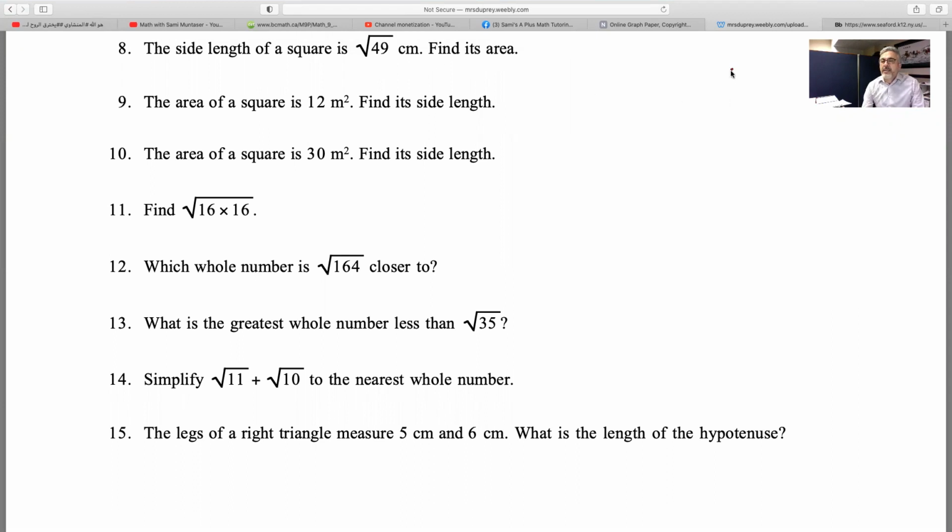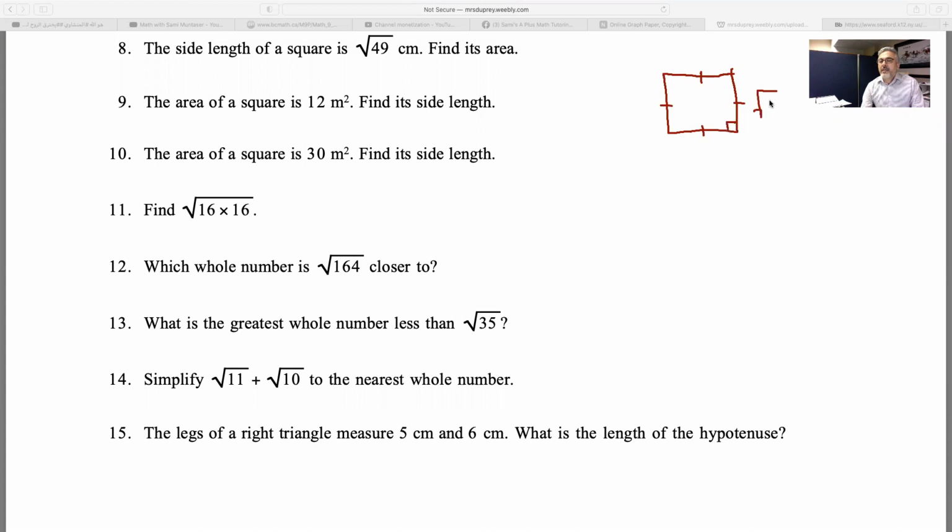So what they're saying, you have a square, and a square has 4 equal sides, and of course 90 degrees. And the length of the side is square root of 49, find the area. So now if we want to find the area, you take the side and square it. So therefore, you take the square root of 49 and you square it.